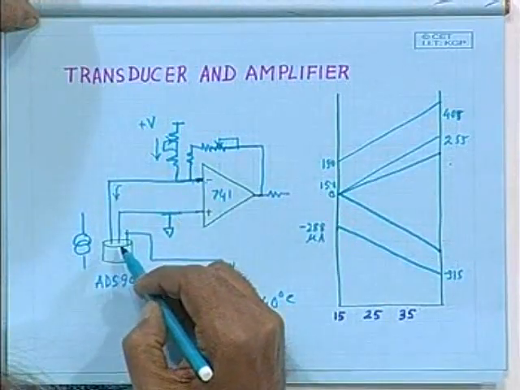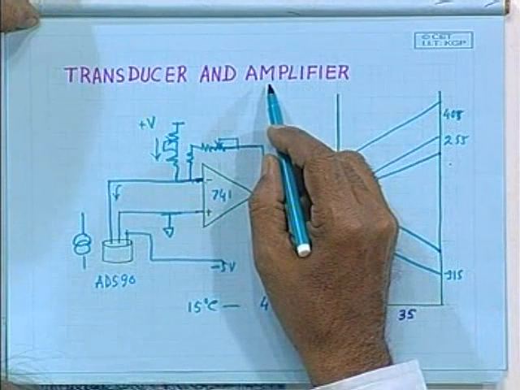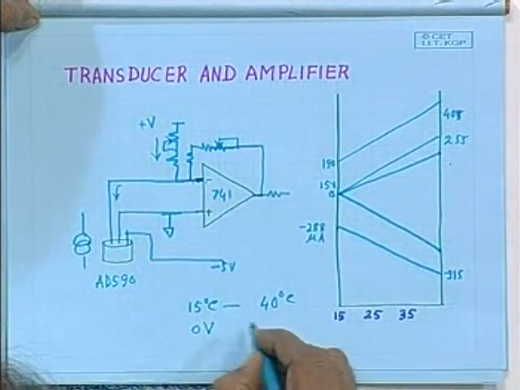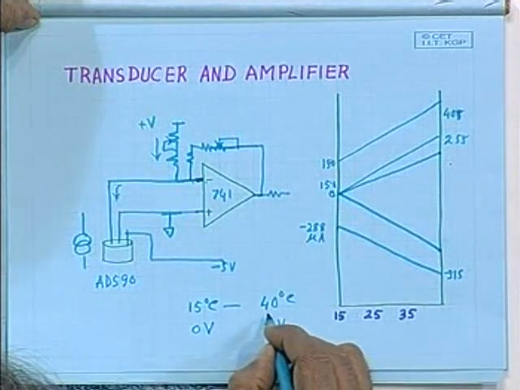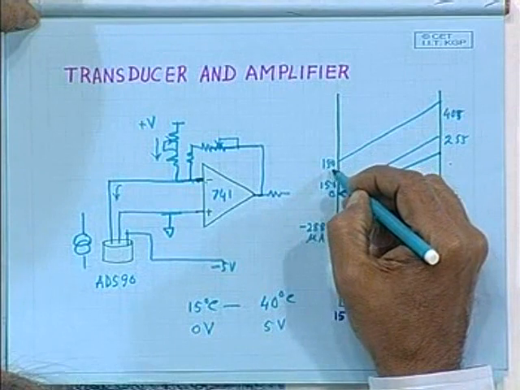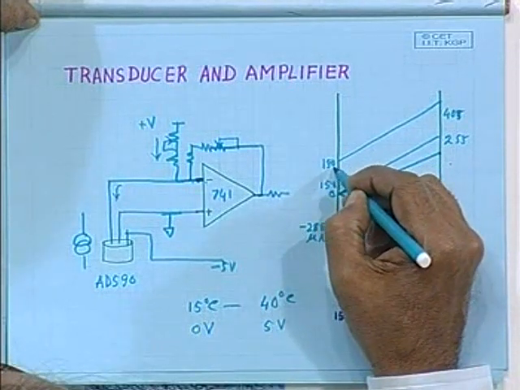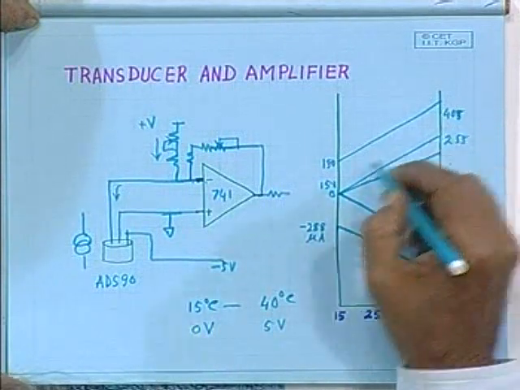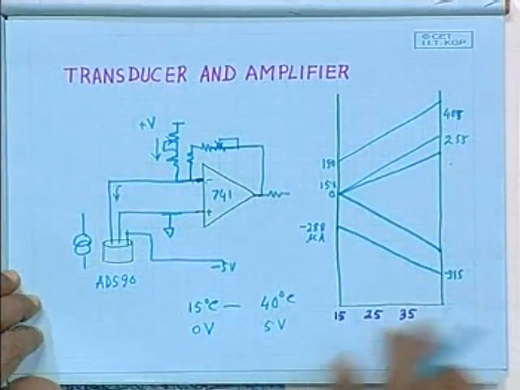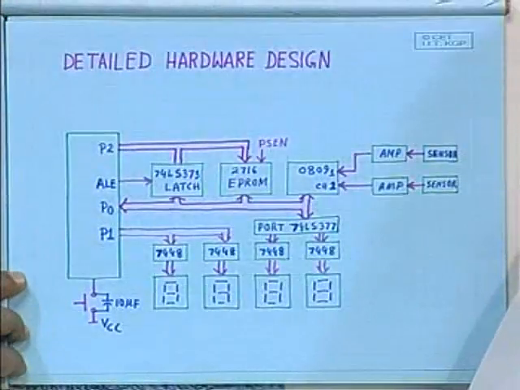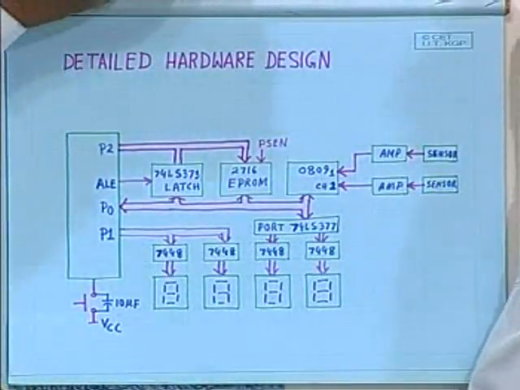So this is the transducer and the signal conditioning circuit to generate 0 volt for 15 degree centigrade and 5 volt for 40 degree centigrade, which again with the help of a program we shall display as 15.5 and 40.5 for the corresponding temperatures, 15 degree centigrade and 40 degree centigrade. So based on this, the detailed circuit is shown here, as you can see.